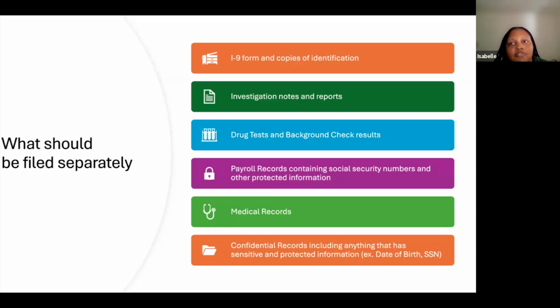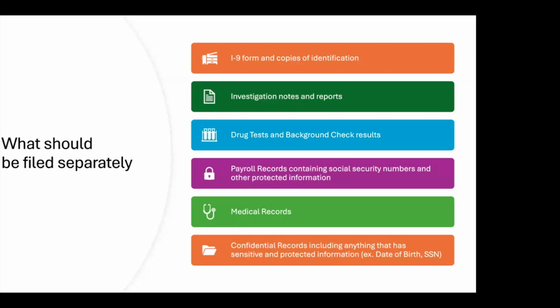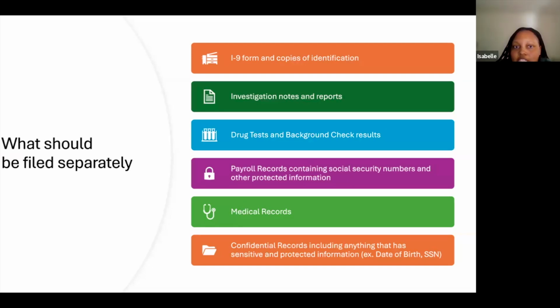Again, because if something happens in a file, you would rather it be locked up in a separate place than in access to all the employees' folders. Any payroll records containing social security numbers and other protected information, medical records that come in from any doctors or anything. And then lastly, again, just reemphasizing confidential records that have any sensitive or protected information. So dates of birth, social securities, maybe addresses if people have moved or things like that. You just want to make sure that those things are locked away in a separate drawer from the drawer with all of the files in it.